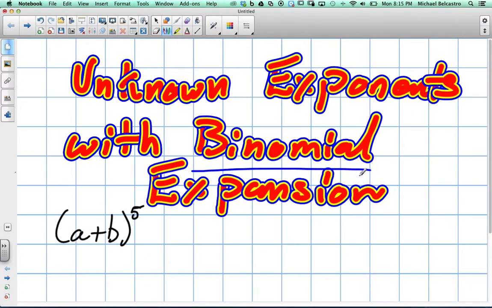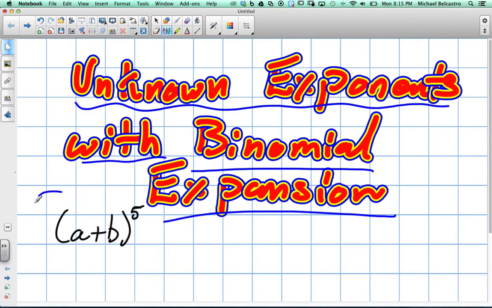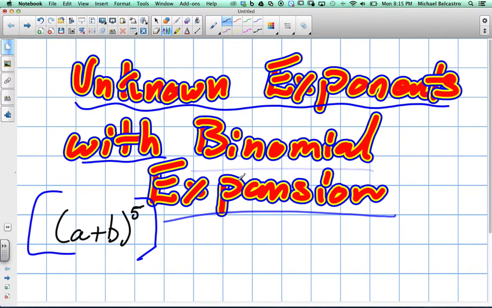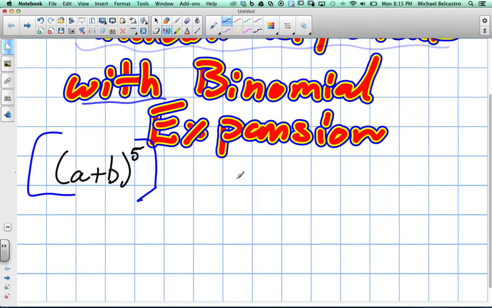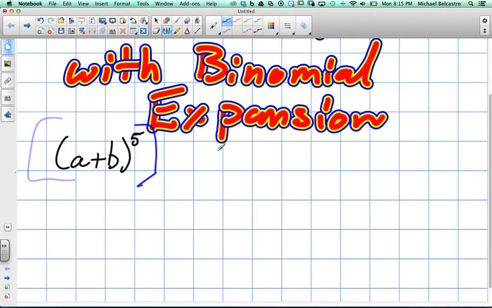Okay, we're going to focus on binomial expansion, and we're going to look for unknown exponents with it. So this is our binomial that we're going to expand, okay? And we're going to write some questions after, but the first thing I'm going to do is work through our Pascal's triangle, okay, and relate it to binomial expansion.